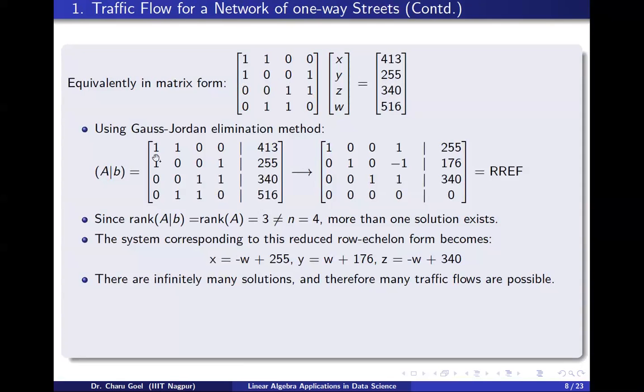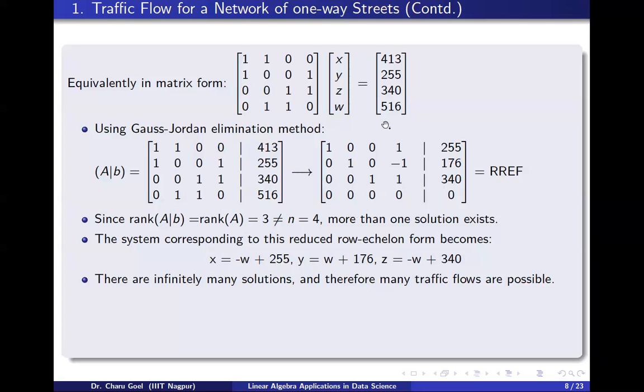So we'll first of all make this as 0. So R2 minus R1, that will give us minus 1 here. So then I think we have multiplied by minus 1 and so on, proceeding. So it will be finally simplified to this matrix. Now again we see that there is a 0 row coming. Okay, that means rank of A is equal to 3, is equal to rank of the augmented matrix, but not equal to n. So more than one solution exists.